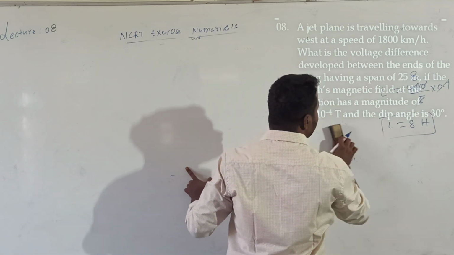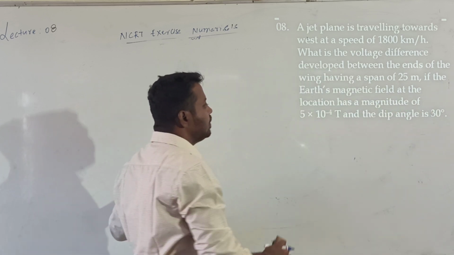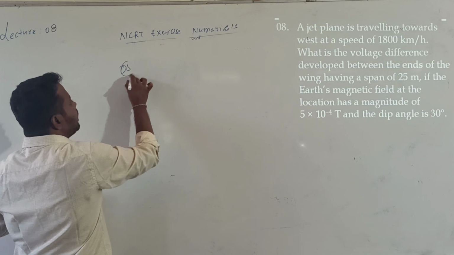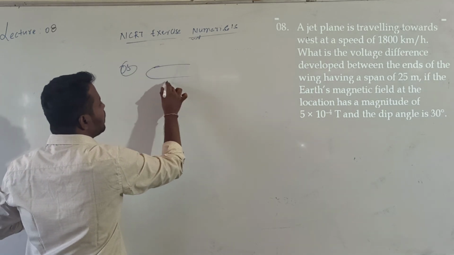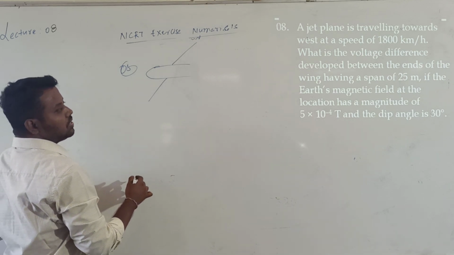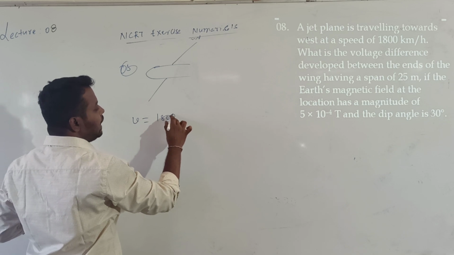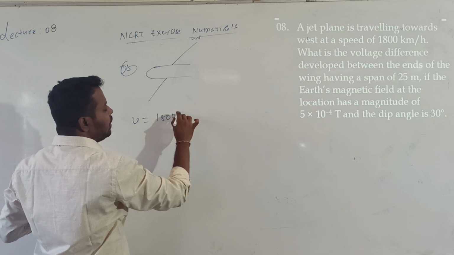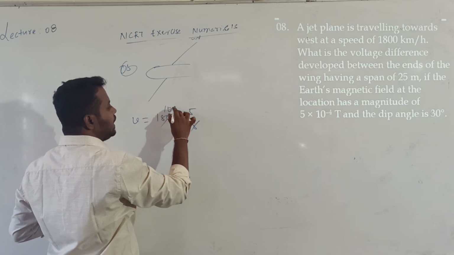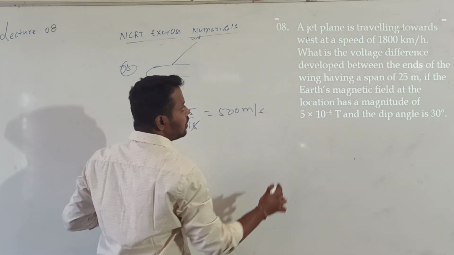One jet plane is there. The wings of the jet plane are traveling towards east at a speed given as 1800 kilometers per hour. 1800 into 5 by 18, so 18 ones are 18, 100s are 100, which is 500 meters per second.